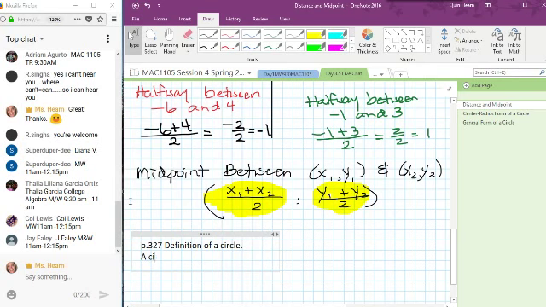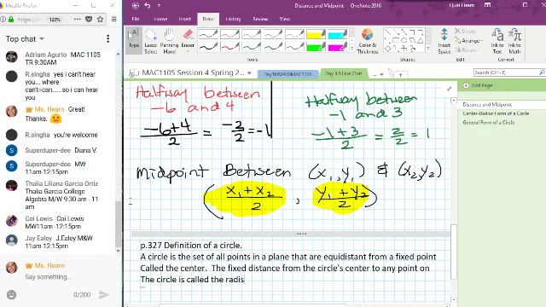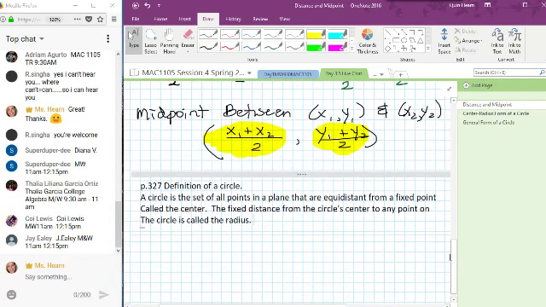And it says that a circle is the set of all points in a plane that are equidistant from a fixed point called the center. The fixed distance from the circle's center to any point on the circle is called the radius. Okay, so I wanted to show you this formal definition of a circle so you can see how it involves distance.